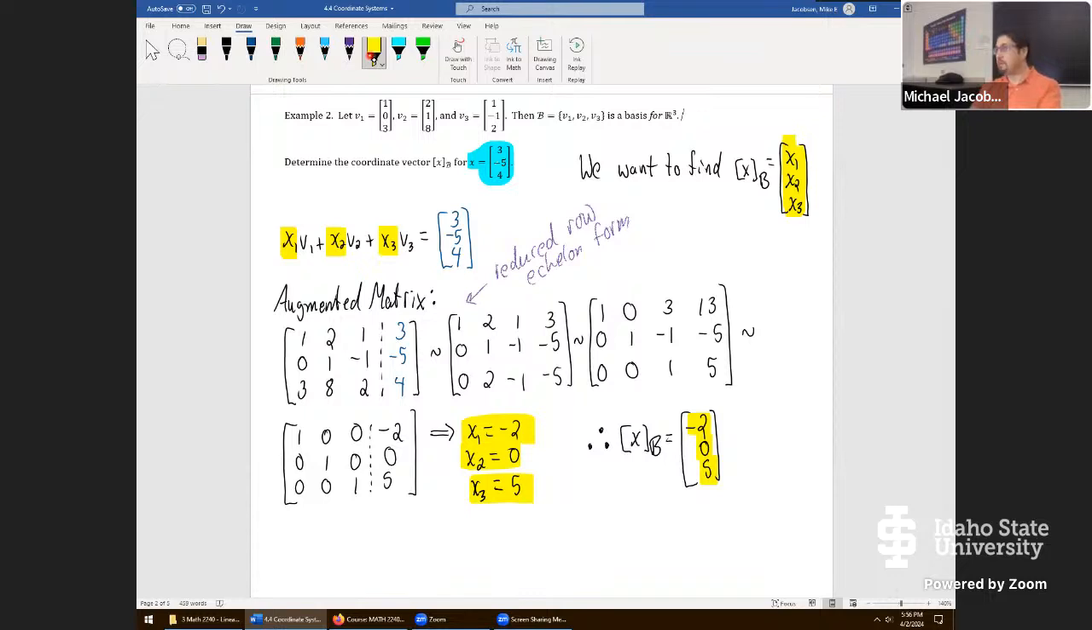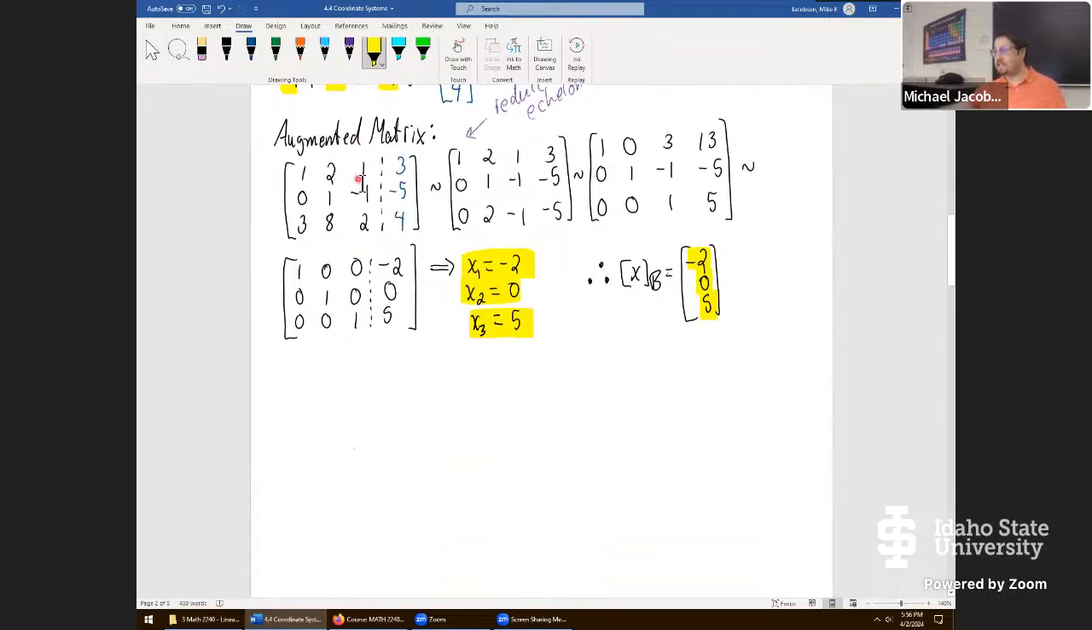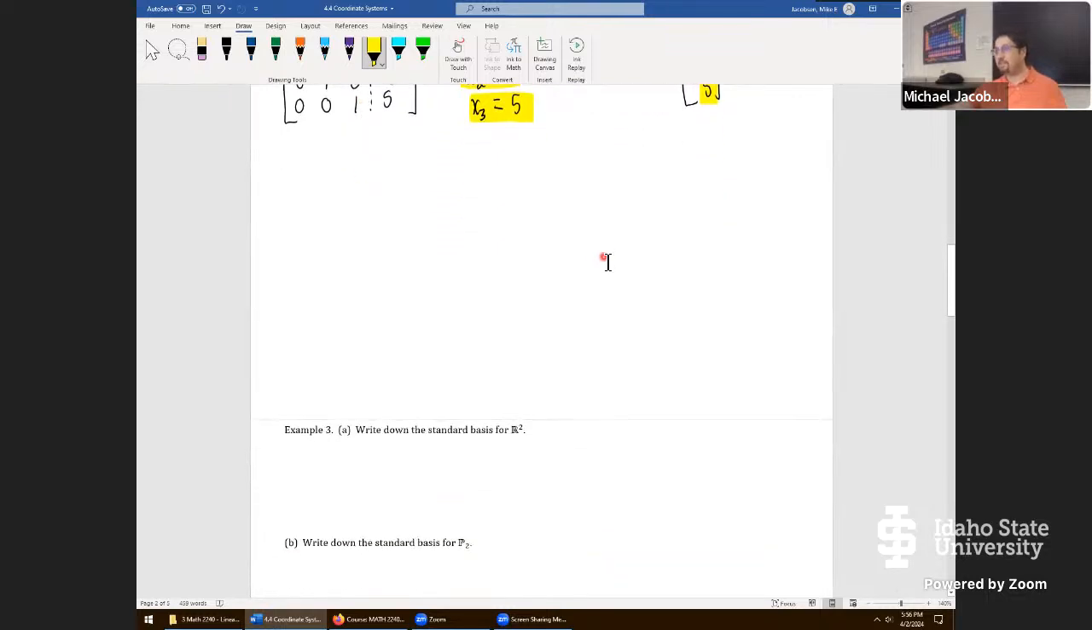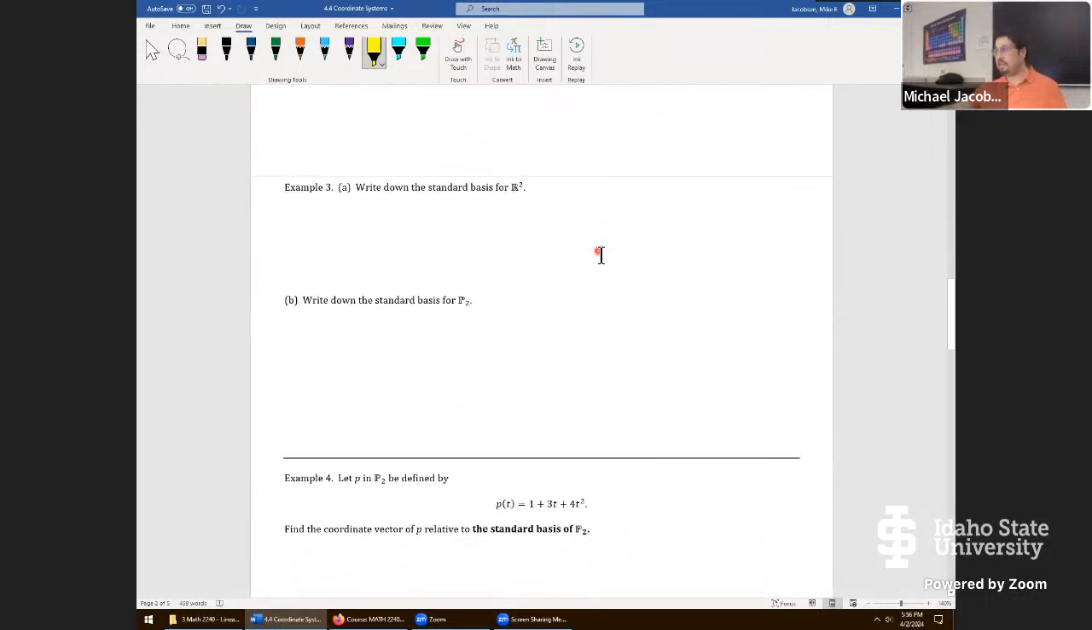Okay, so with the coordinate mapping, it being an isomorphism, it has lots of importance. But the trouble with the coordinate mapping is it depends on a basis. These bases are weird. They're not nice to work with. Sometimes what we like to deal with is the standard basis. So let's take a look next. I think this is the next problem for what standard bases could be.